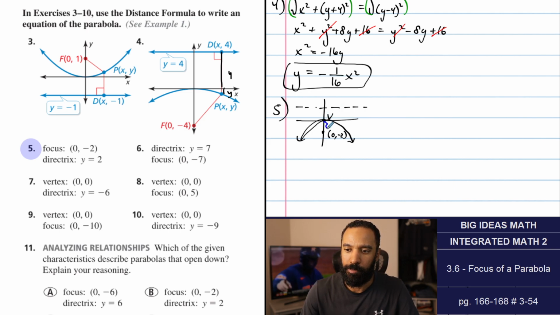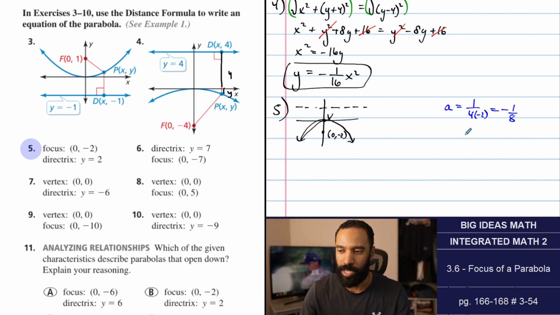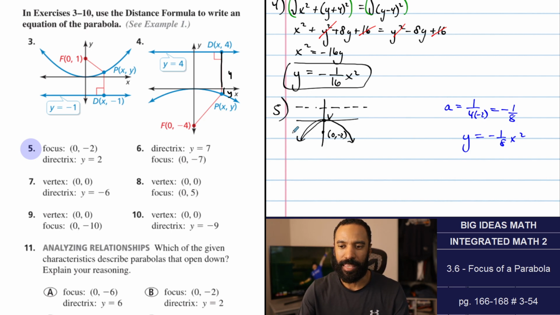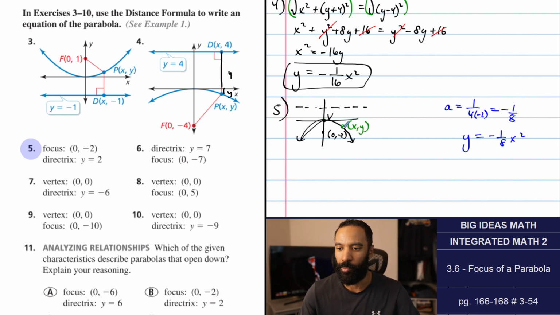This distance here of P is once again -2. So when it comes to the actual equation, A is 1/4 times -2, or -1/8. It is a y equals x squared equation, so this will be y equals -1/8 x squared. Let's go ahead and get that answer using distance formula. Let's plot a point on the graph that is some x comma y. Given some x comma y, I need to find this distance and set it equal to that distance.